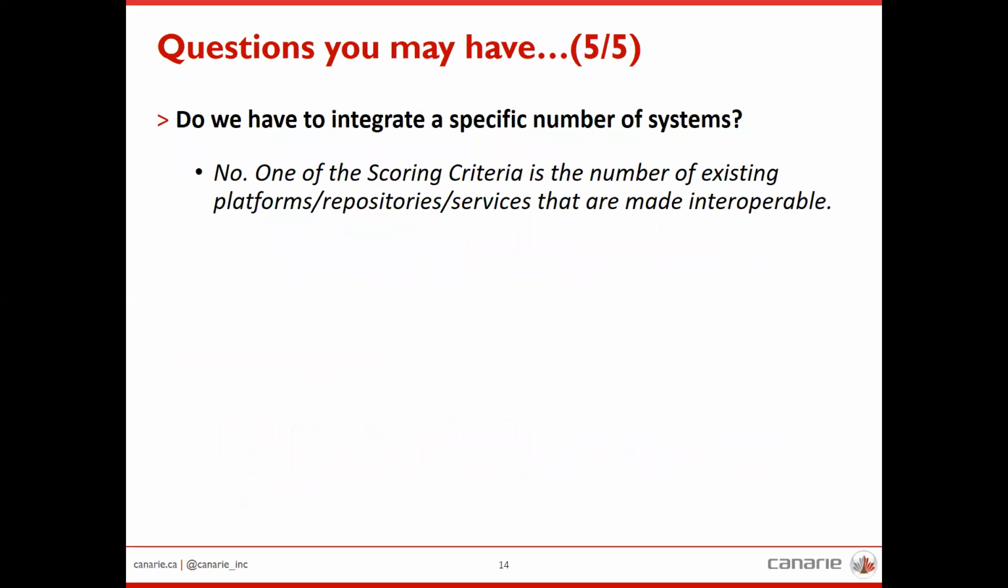We talk about interoperability between multiple systems. So it begs the question of, is there a specific number of systems? Again, the answer is no. But as with the other FAIR principles and interoperability and functional layers, the number of systems also forms one of the scoring criteria in the review matrix. So that will be a consideration.